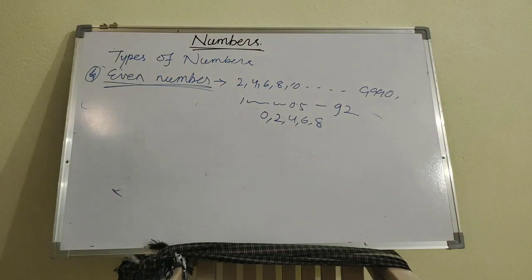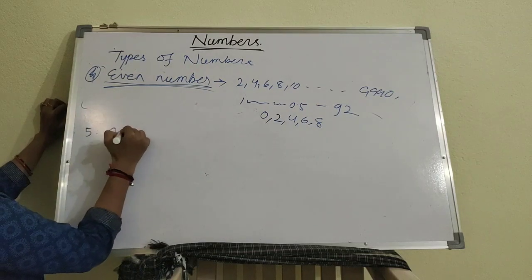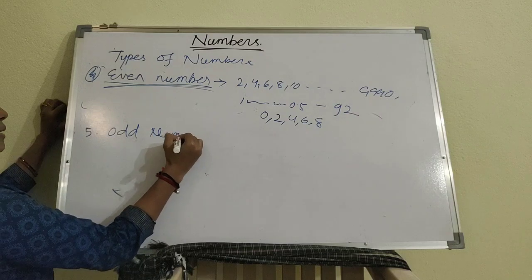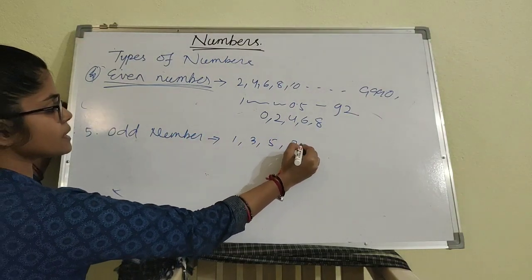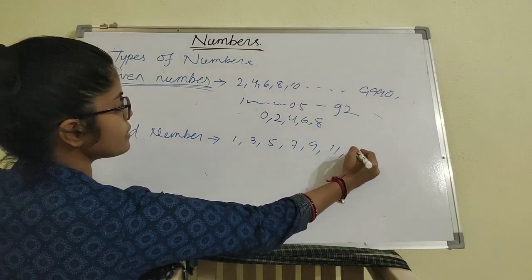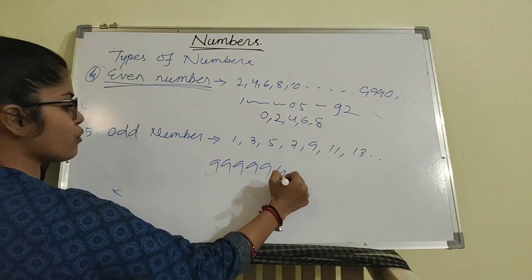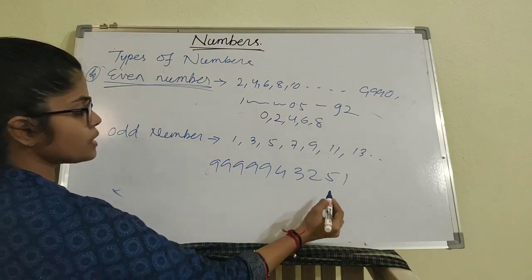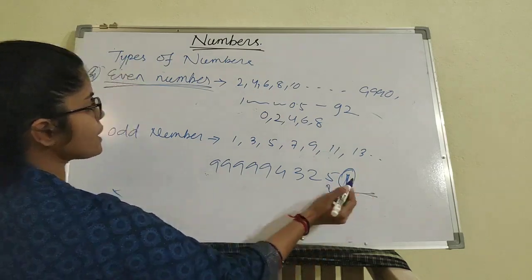So the number which is divisible by 2 is known as even number, and the number which is not divisible by 2 is known as an odd number. So odd numbers: 1, 3, 5, 7, 9, 11, 13. In a number like 43251, in one's place there is 1. So that is why this is an odd number.